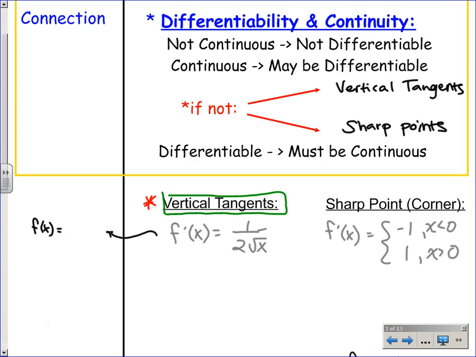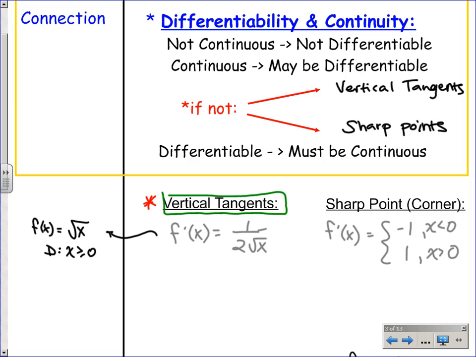X to the 1/2, just square root of x. Double check. X to the 1/2 power, bring down the 1/2, negative 1/2. Got it. What's the domain of the original function? Greater than or equal to 0.